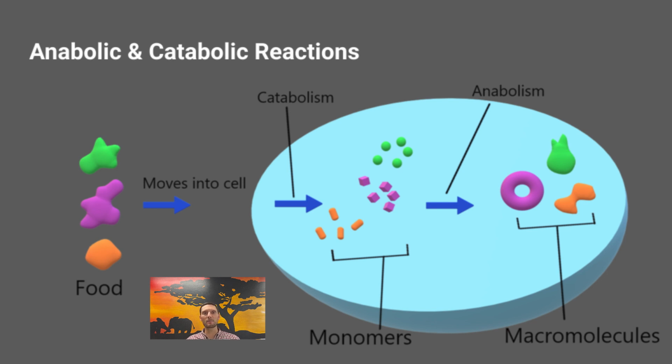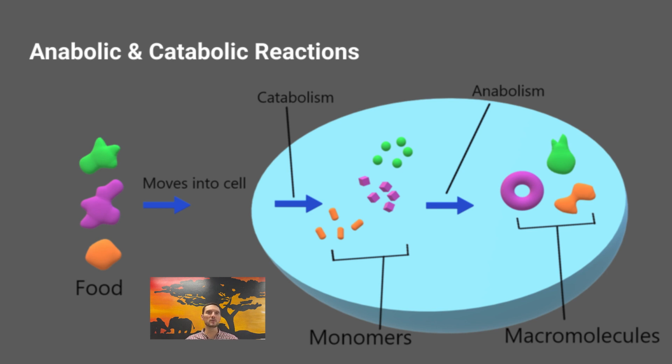The first being anabolic reactions, and this is the buildup of smaller molecules into a larger molecule, so small to large. It does require energy. Production of macromolecules from monomers, usually using ATP, would be a solid example of what's taking place.